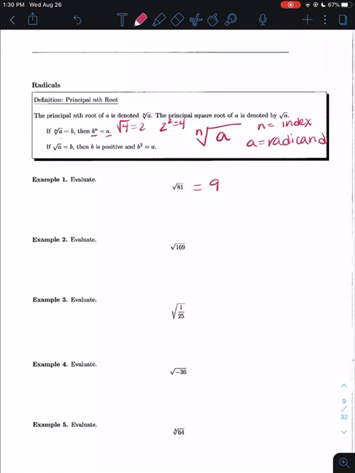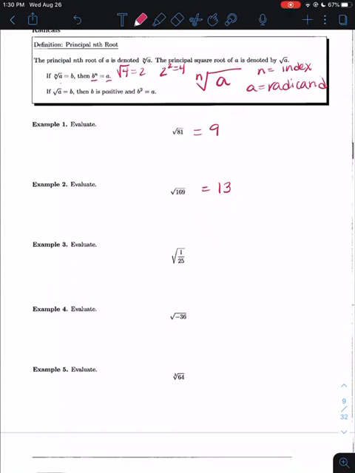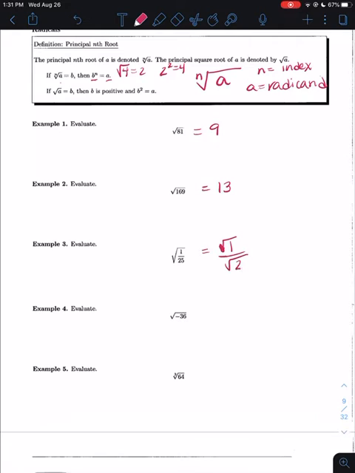Same thing, the square root of 169. If you go to the chart, if you don't know it, the square root of 169 is 13. When it comes to fractions, the way you take the square root of a fraction is to separate it and do the square root of the top number, or numerator, over the square root of the bottom number. So the square root of 1 is 1, and the square root of 25 is 5. So that's how we deal with fractions.